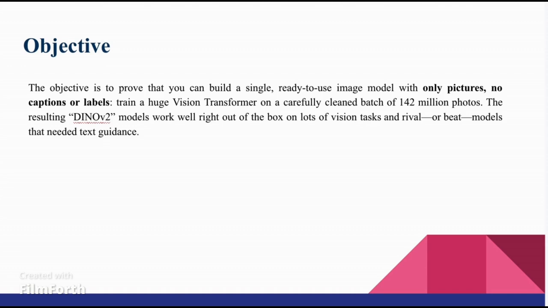The core objective here is to prove that you can build a strong, ready to use vision model using only pictures, no labels, no text, no captions. The idea is to train a large ViT on a clean, diverse batch of images and produce a model that works across many tasks like classification, segmentation, depth estimation, and more. And they succeed. The resulting DINOv2 models not only match but often beat text supervised models like CLIP. This shows that with enough data and the right training recipe, self supervised learning can truly stand on its own and scale like NLP models have.